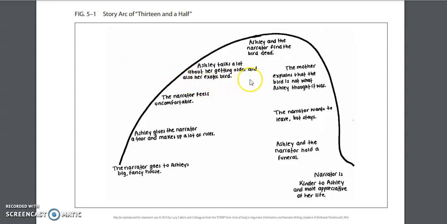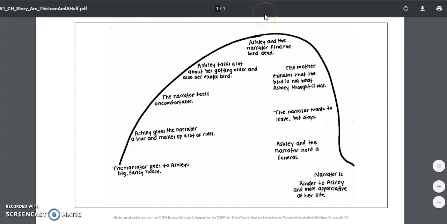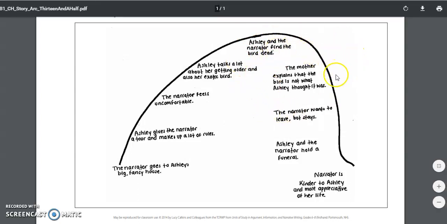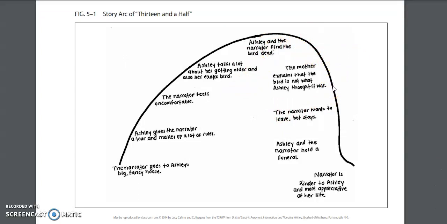Then Ashley talks a lot about her getting older and also her exotic bird. And there's this kind of build up to this bird. And then suddenly, at the peak of the story, the climax, they find the bird has died. And then in the falling action of the story, we get this big revelation that the mother had been replacing the bird throughout her childhood. And it's kind of a big letdown.